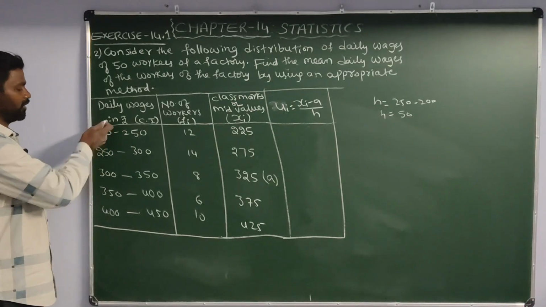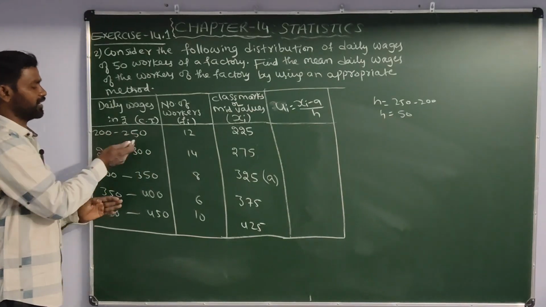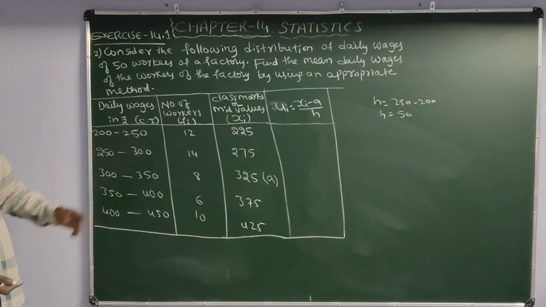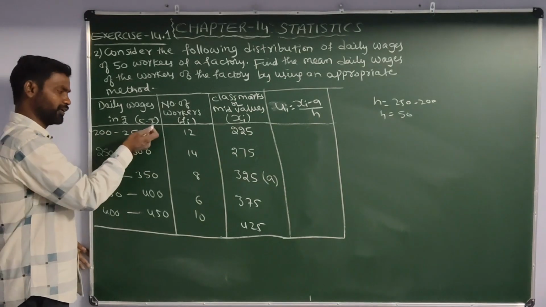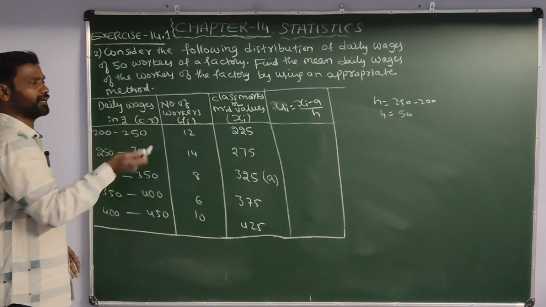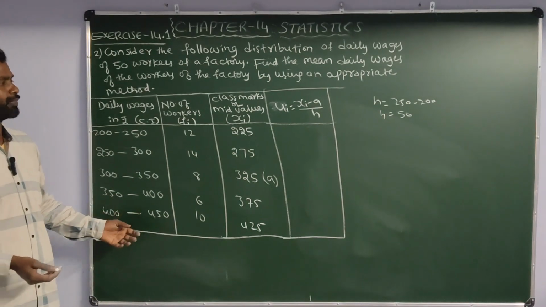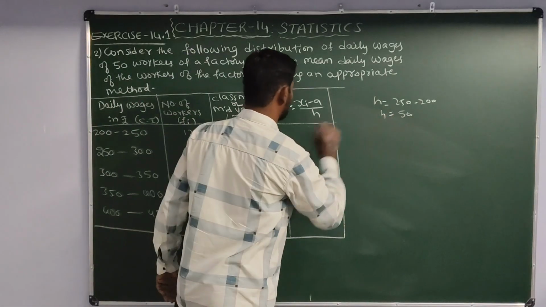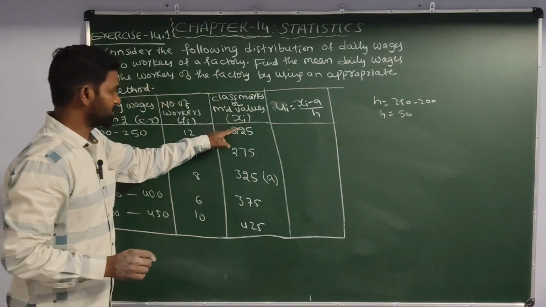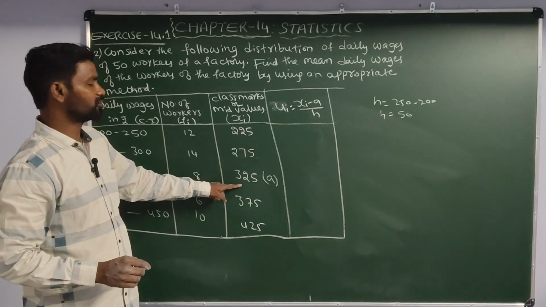Why, sir? Why are you taking only this one? I have to go for this side also. Yes, you can go for this side also. Here 300 minus 250, you'll get the same value 50. 350 minus 300 also you'll get the same value, and 400 minus 350 also. So what is H value? It is 50, and these are Xi's. So Xi value is 225 and A value is 325.